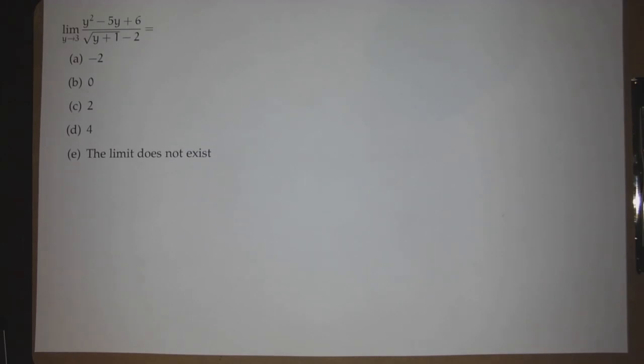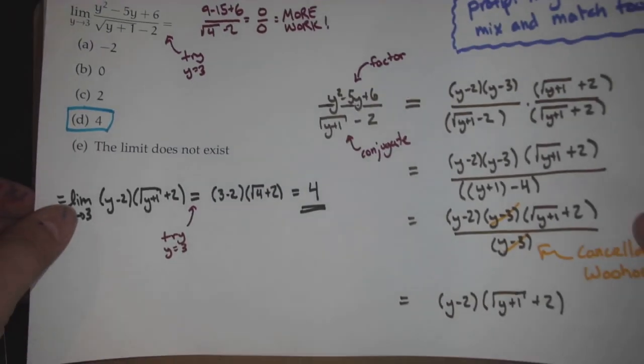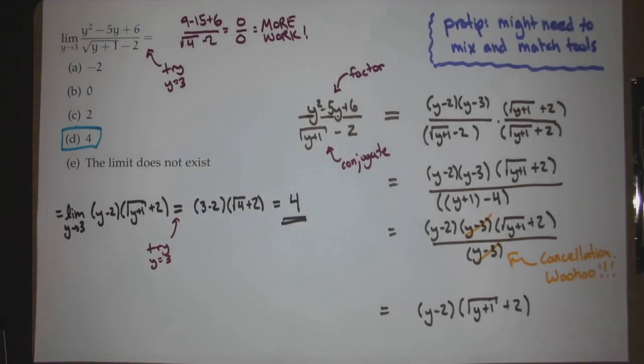Find the limit as y goes to 3 of (y squared minus 5y plus 6) over (the square root of y plus 1, minus 2). Does anyone have an answer for us? Oh, I see a hand up. D. D as in 4? Yes. Great answer. That's it. 4.